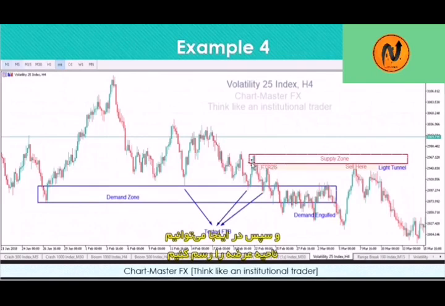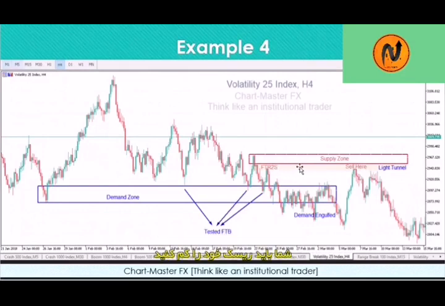Once we have a supply zone here, the price failed to come back to the supply zone. So once the price fails to come to the supply zone, we can draw our FTR to supply here. Then you draw your light tunnel. Take note that the light tunnel should not be significantly large, because once you have a light tunnel that is significantly large, you actually increase your risk.